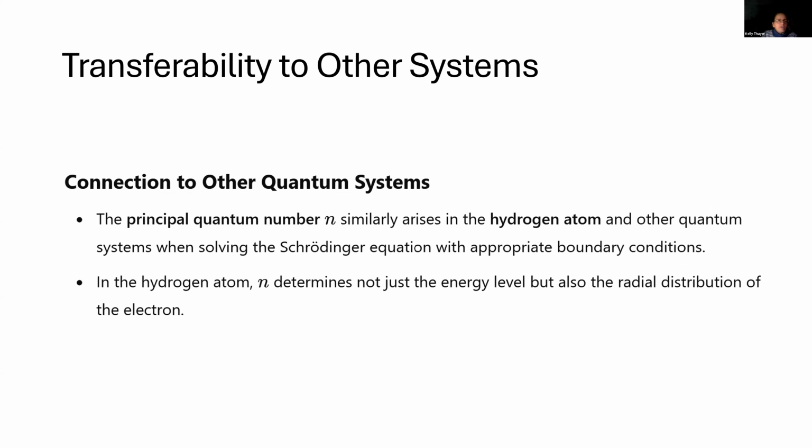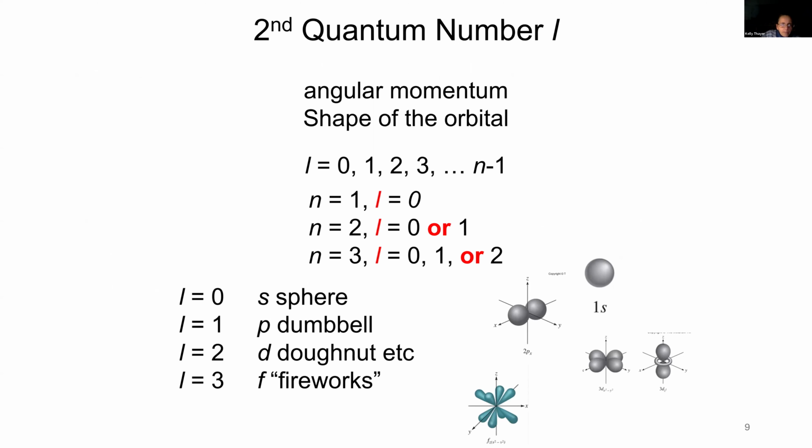So what about transferability to other systems? You can connect to other quantum systems. The principal quantum number n similarly arises in the hydrogen atom solution, just like it did in particle in a box, and other quantum systems when solving the Schrödinger equation with their appropriate boundary conditions for those different equation types. So in the hydrogen atom, n will determine not just the energy level, but also the radial distribution of the electron. The second quantum number is L, and this is the angular momentum.